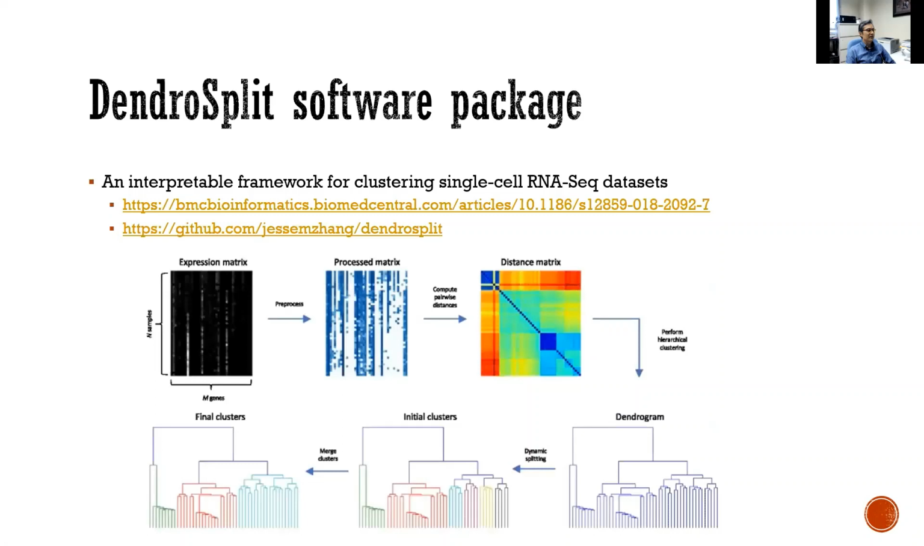Indeed, people have developed a software package for single-cell RNA-seq analysis using a hierarchical clustering algorithm. This is one of the published tools, called DendraSplit, used to cluster cells from single-cell RNA-seq data. So that's the expression matrix. Then you process it and compute the distance matrix between individual cells. Then you apply the dendrogram to identify the clusters. And you probably have to merge some of the clusters to finalize the results.